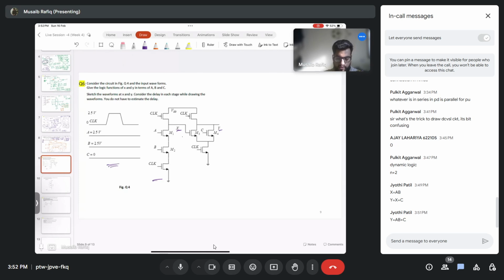Someone has written the answer, but I guess forgot to put the complement sign. So here x is equal to (a b) bar, right? And then y is equal to (x plus c) whole bar. Now we need to draw the waveforms. Let's just draw axes first. Here we will have clock, here I'll have x, and here I'll have y.